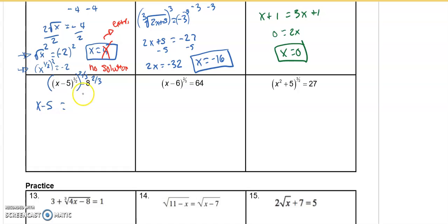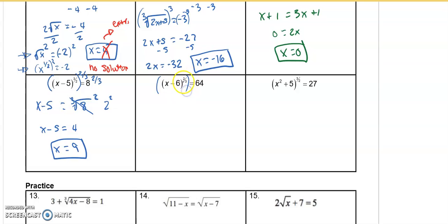8 to the 2/3. Let's think about what that really means. The denominator is your root. The numerator is your power. So I'm going to make this smaller first. Cube root of 8 is 2. So this is really 2 squared, or really 4. So x minus 5 equals 4. Add 5, we get x is equal to 9. 9 minus 5 is 4. 4 cubed is 64. And then the square root of that is going to give me 8. So that works.